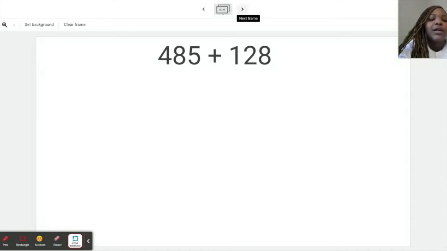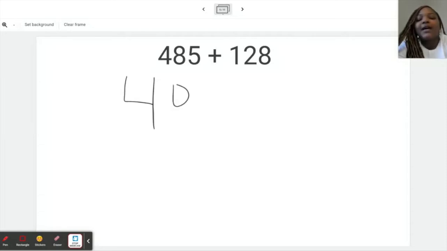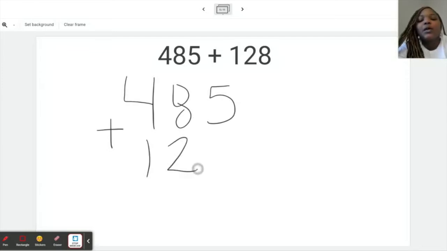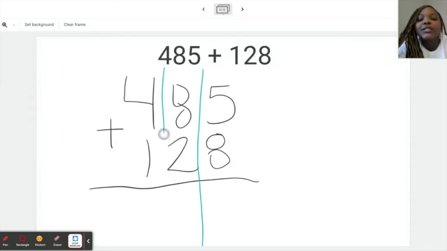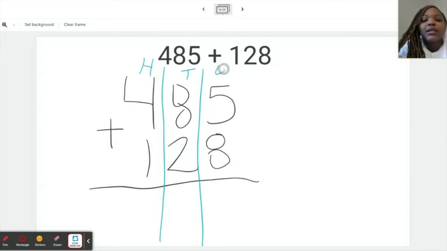485 plus 128. So the first thing I want everyone to do is go ahead and put that the vertical way. So we have 485 plus 128. And remember, Ms. Jones loves to separate her ones from her tens and from her hundreds. So you guys go ahead and do that if you need to. Your hundreds, your tens, and your ones.